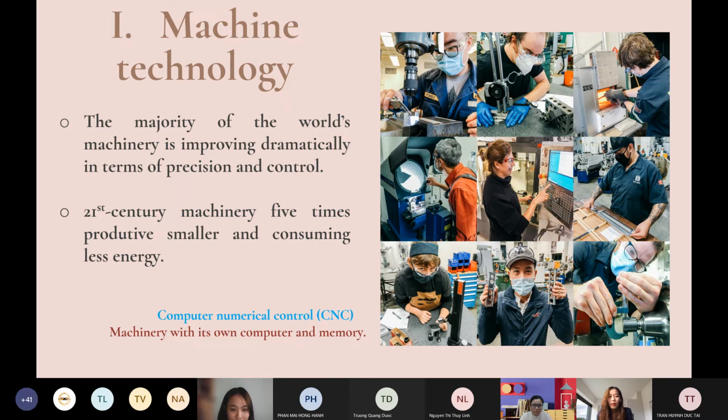Okay, sorry, I have some problem with my computer. Can you turn to the back slide, Juan?